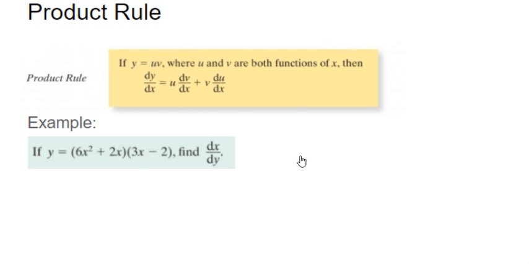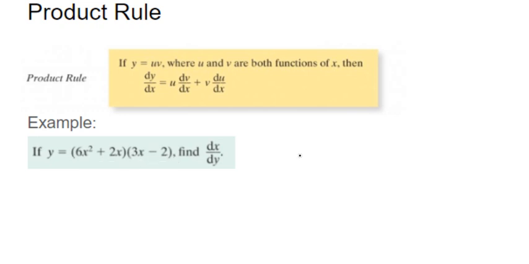There's two functions that are just being multiplied by each other, so it's usually not that hard to see when you're going to use them. You're going to use the rule. So look at the first one here. The function is 6x squared plus 2, all to be multiplied by 3x minus 2.